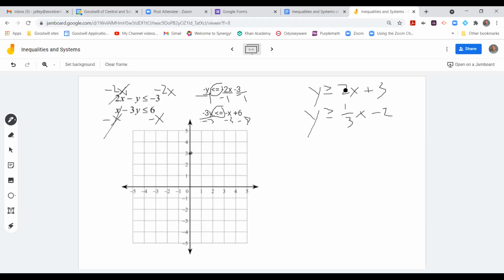Positive slope, solid line for the first one, up 2/1. Greater than or equal to is above. Other one starts at negative 2, up 1/3. Another solid line, also above. So now we're only in this area up here as our solution. A lot more area that's not a solution on that one.